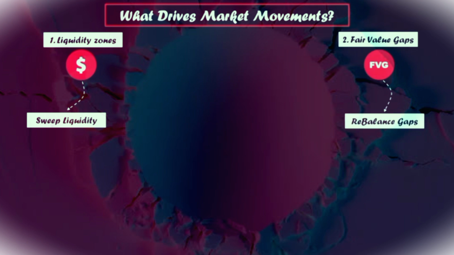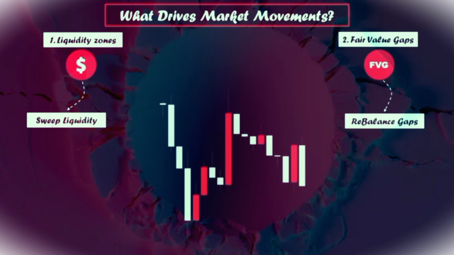1. Liquidity zones. The market perpetually seeks to sweep liquidity to generate momentum. Liquidity acts like a fuel in the market, playing a crucial role in market dynamics. 2. Fair value gaps. The market shows a tendency to fill and rebalance the gaps within it.